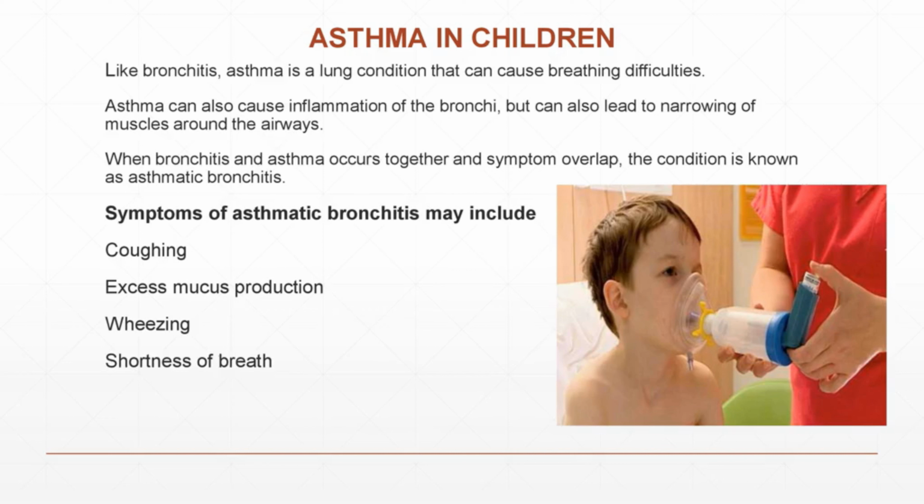Now, if we talk about the symptoms of asthmatic bronchitis, it may include coughing, excess mucus production, wheezing, and shortness of breath. Asthma often starts during childhood when the immune system is still developing. Viral infection and exposure to allergens such as cigarette smoke as a young baby or child can raise your child's risk of developing asthma. Having a parent with asthma also raises a child's risk. Some people also develop asthmatic bronchitis because of a change in weather or exercise routine.